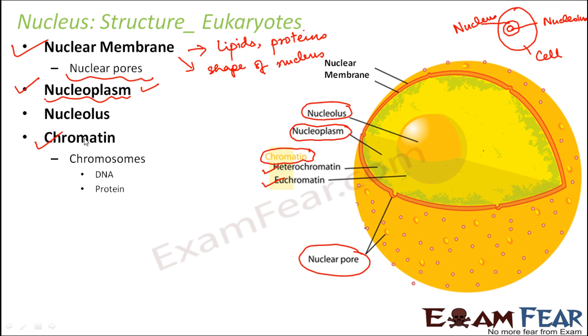So earlier the chromatin will be like thread-like structures, but during cell division, these chromatin will get converted into rod-shaped structures called chromosomes, and the chromosomes contain DNA and protein, and DNA is the genetic material. So DNA acts as the genetic material. That means it carries all the genetic information. It is because of this DNA that we look similar to our parents or grandparents. So you can just imagine how important nucleus is, because inside the nucleus you have all these important things.